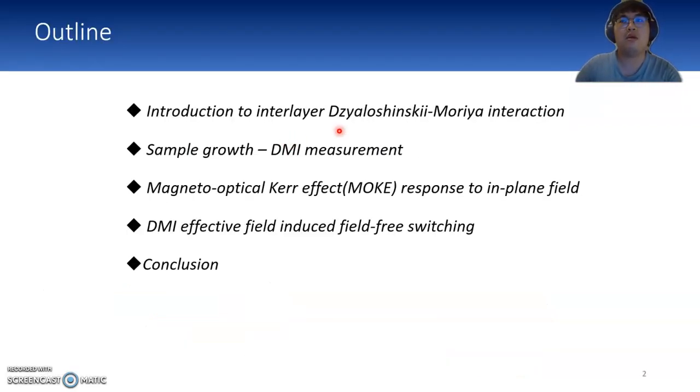Here's today's outline. I'll first give an introduction to the interlayer Dzyaloshinskii-Moriya interaction, or DMI. I'll demonstrate how to induce this interaction in our lab and introduce measurement methods to capture it experimentally. And then we also capture the magneto-optical responses to an in-plane field to test the reciprocity of the interlayer DMI effect. Last but not least, harnessing the DMI effective field, we demonstrate how the PMA magnetization can be switched in a field-free fashion. And then there's our conclusion.